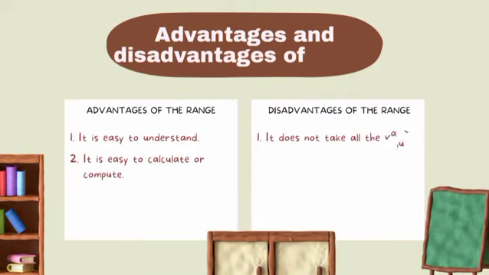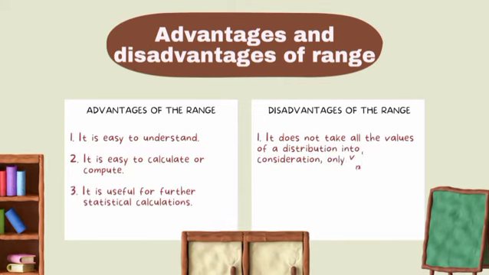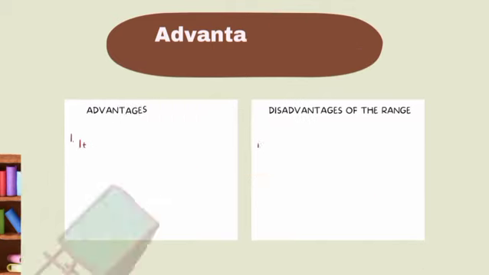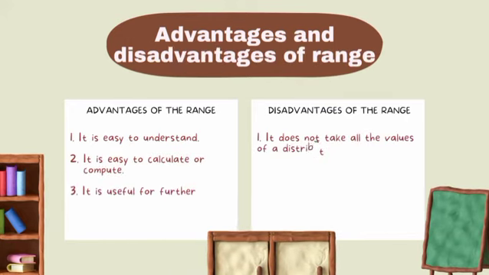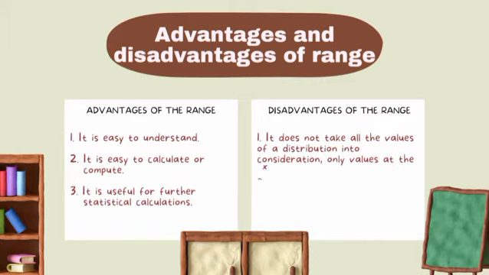Let us go to the disadvantages of the range. Here we have, it does not take all the values of a distribution into consideration. Only values at the extremes are used. Now you only use the first and the last value, the maximum and the minimum value in the range. Now every other value, what are they? They are not used. 2, it is not a reliable measure of variability. The range is not a reliable measure.